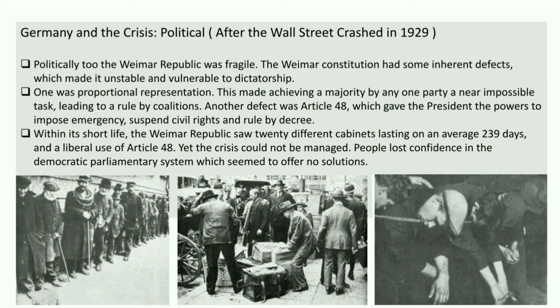and rule by decree. Within its short life, the Weimar Republic saw 20 different cabinets lasting on an average 239 days, and a liberal use of Article 48. Yet, the crisis could not be managed. People lost confidence in the democratic parliamentary system, which seemed to offer no solutions.